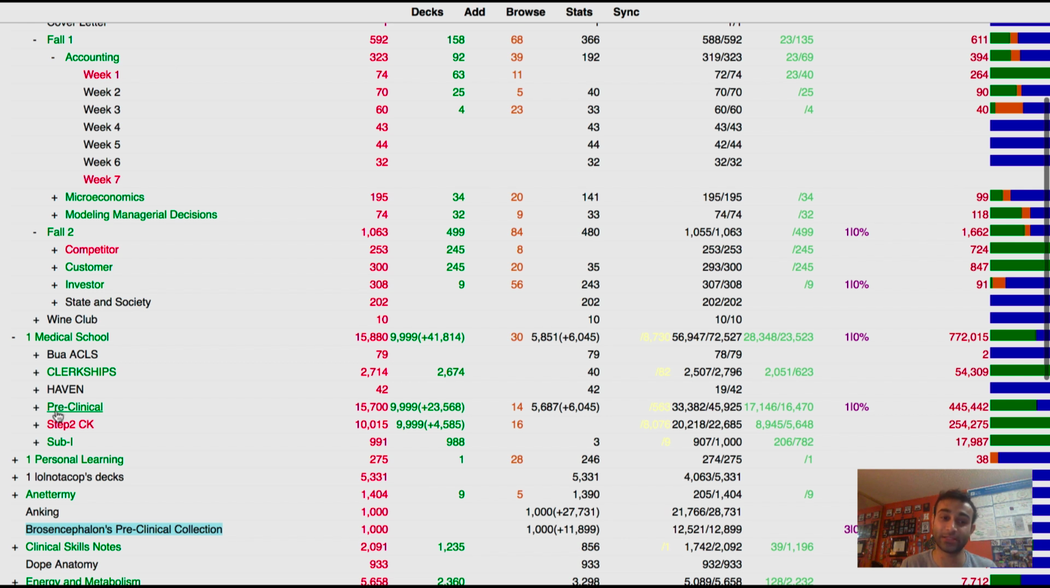You'll see that I have stuff related to preclinical. You'll see I have stuff related to my sub-I, which is a rotation you do after your clinical year. And you'll see that I also have a deck related to my step two exam. I will give you a little bit of a highlight into each of these.